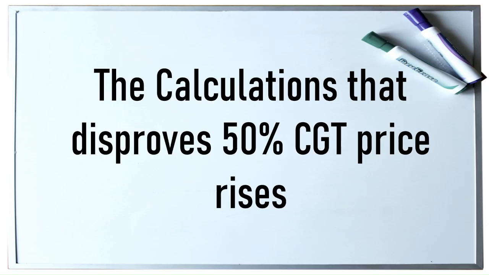In my last video, I looked at the graphical evidence that showed that the 50% discount didn't cause house prices to rise. In this video, I want to explain with calculations that back up that case.